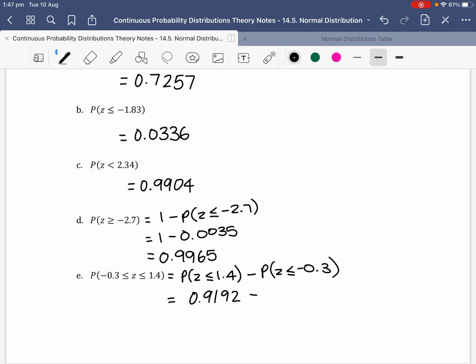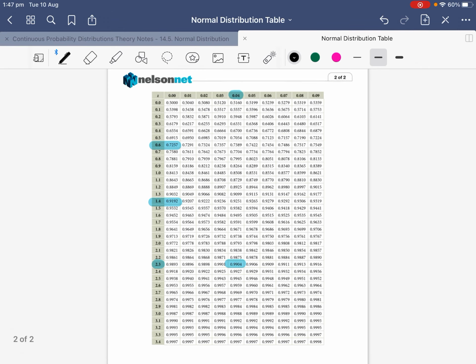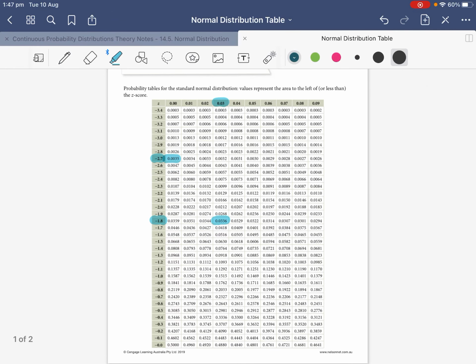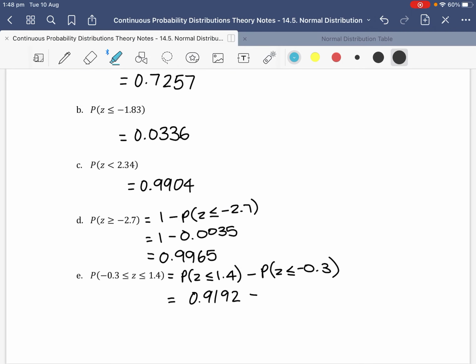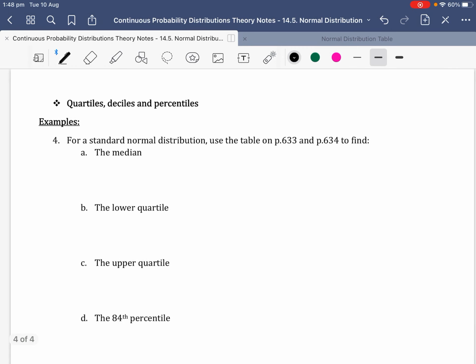0.9192 minus, for negative 0.3, that's on our negative page. So negative 0.3, again there was no second decimal point, so it will be 0.3821. So when we put that into our calculator, 0.9192 minus 0.3821, we get our answer to be 0.5371.